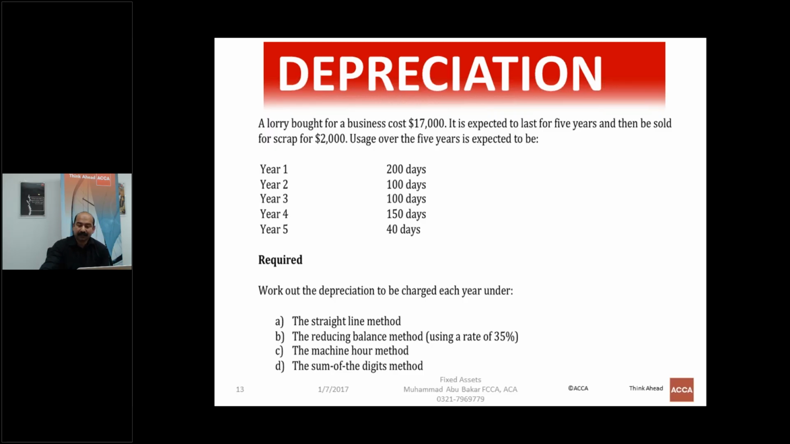Your answers. Please answer only for the first year, no problem. Straight line basis. Straight line basis, your answer.